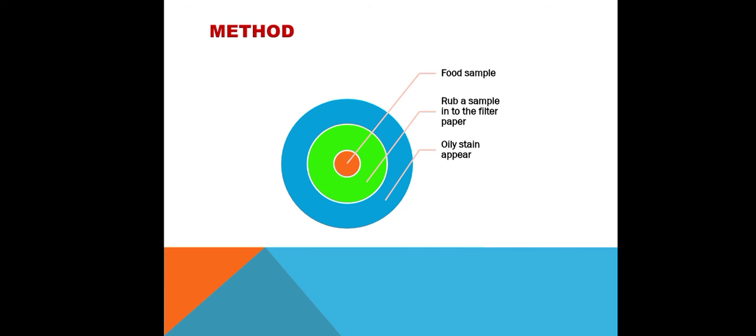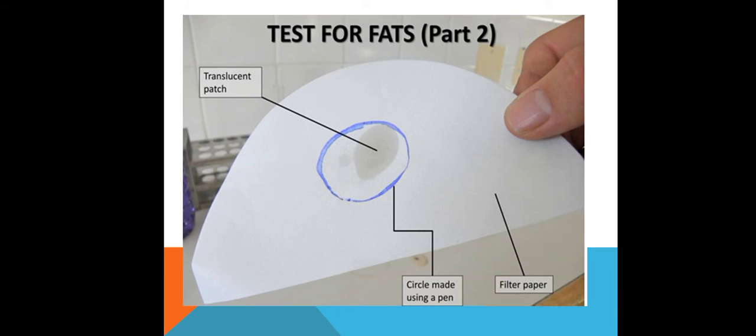What is the observation? An oily stain appears on the filter paper. Here you see the translucent patch. The oil stain appears on the filter paper if fat is present in the food item. Conclusion: the appearance of an oil stain confirms the presence of fat in a food item. This is a filter paper. This is a circular translucent patch, the oil appearance.